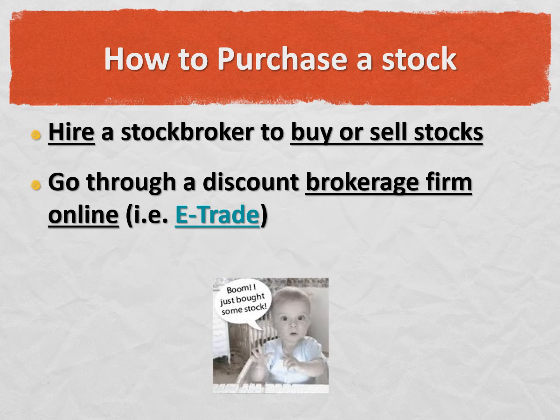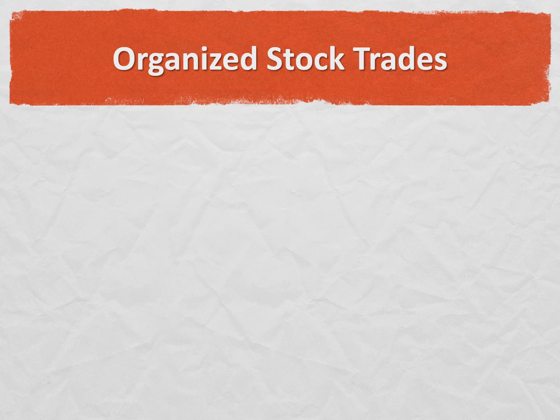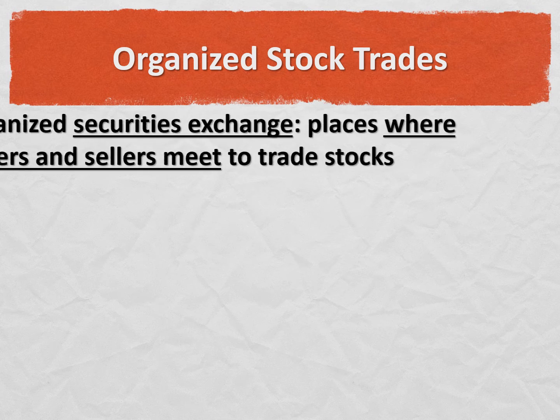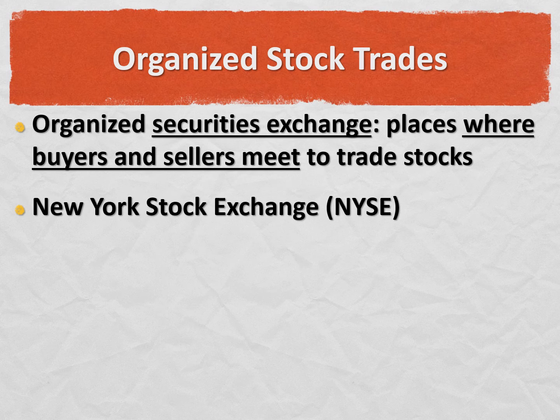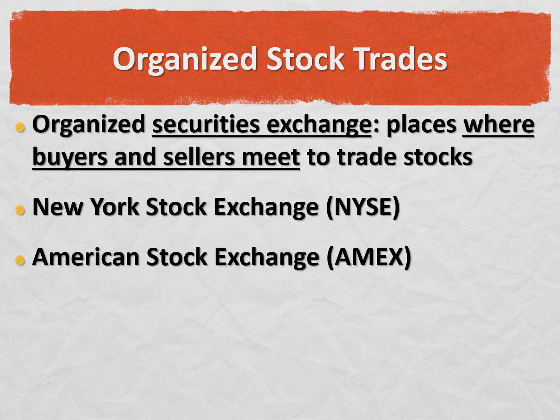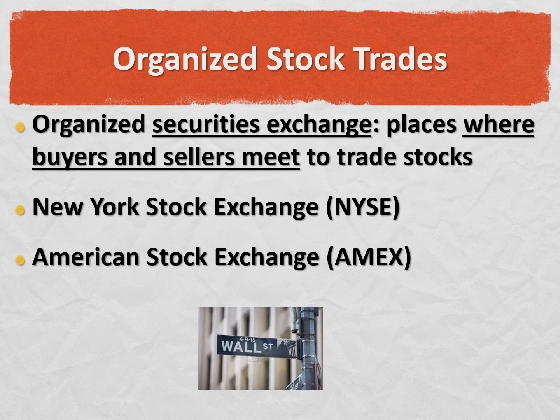Boom. You have organized stock trades. So this is an organized security exchange, a place where buyers and sellers meet to actually trade stocks. So you have the New York Stock Exchange, you have Amex, you have NASDAQ, you have all these different exchanges, mainly on Wall Street in New York City.